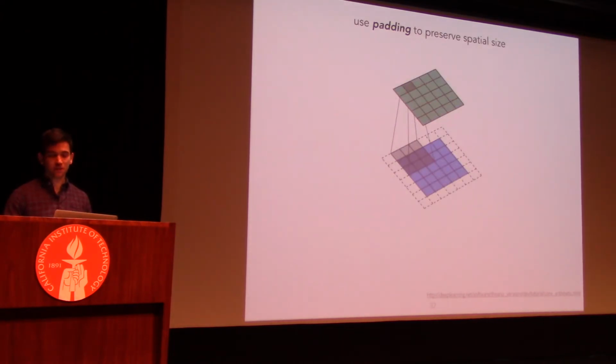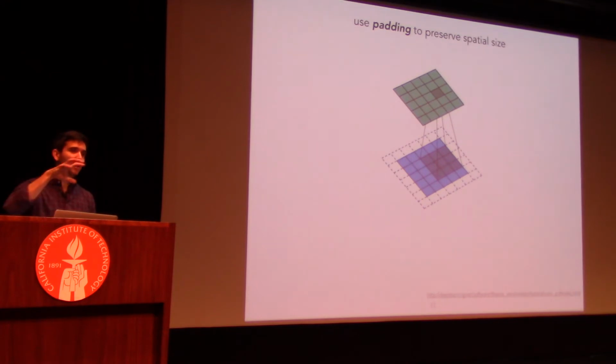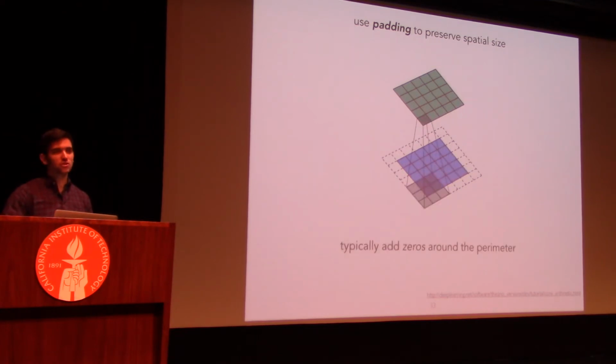One thing that's commonly done in these networks is to use padding. So if you notice in the last slide, the output map is actually smaller than the input map. And that's because you can't actually perform a convolution if your filter is off of the input. So here we're showing, we could just put zeros around the perimeter of the input, and that way our output is the same size as our input. So we're not decreasing the spatial resolution as we go.